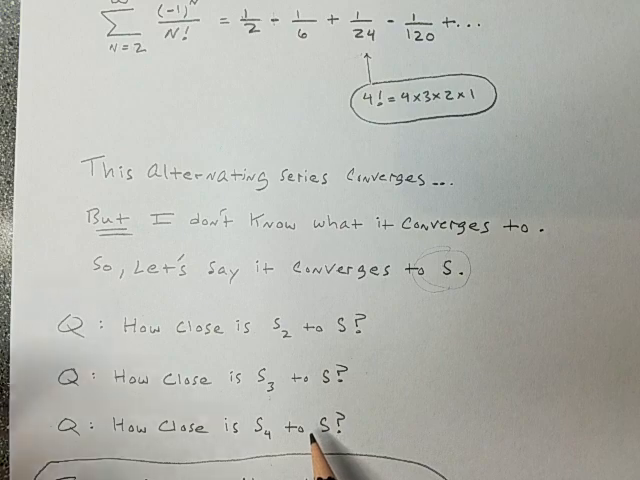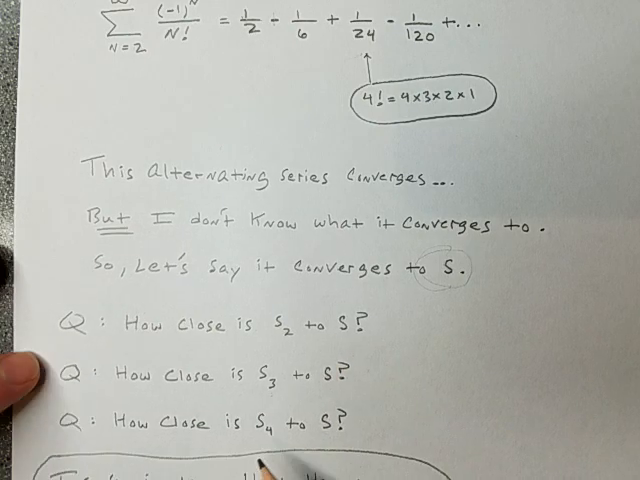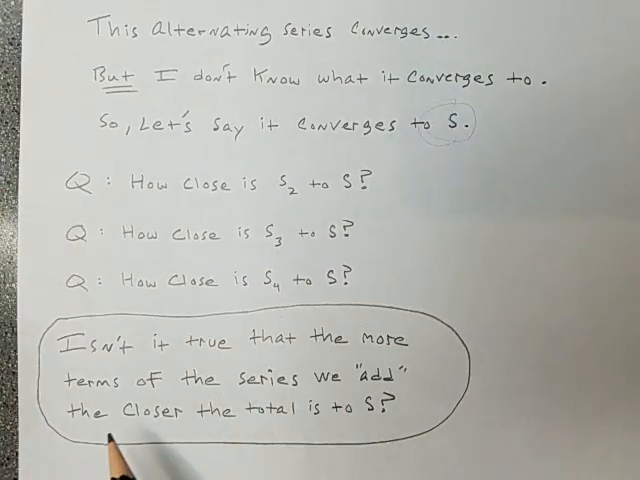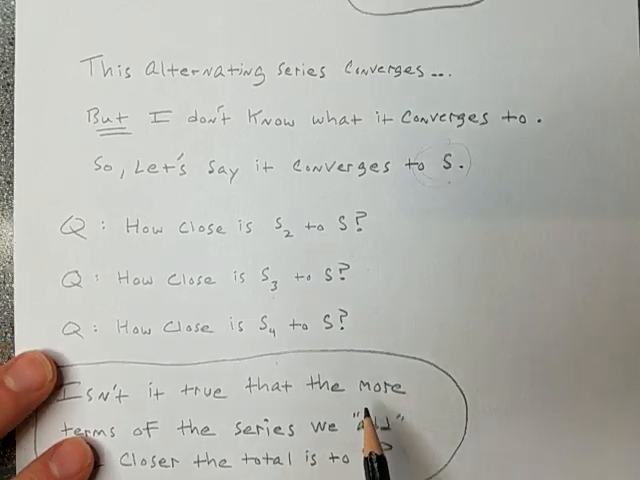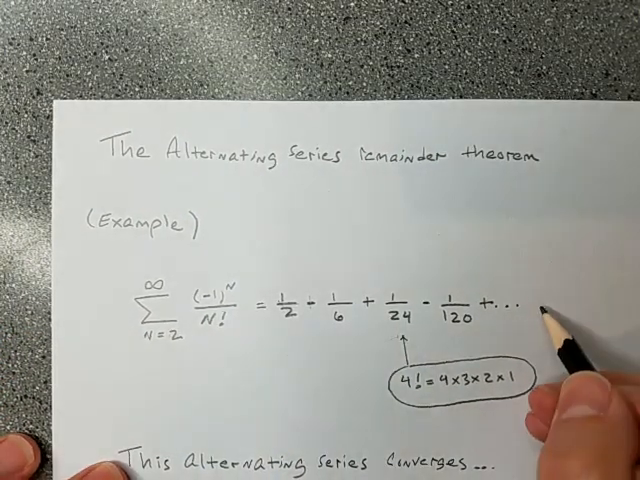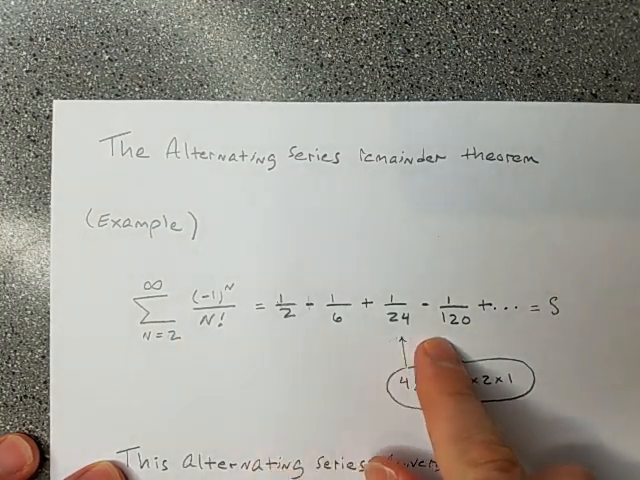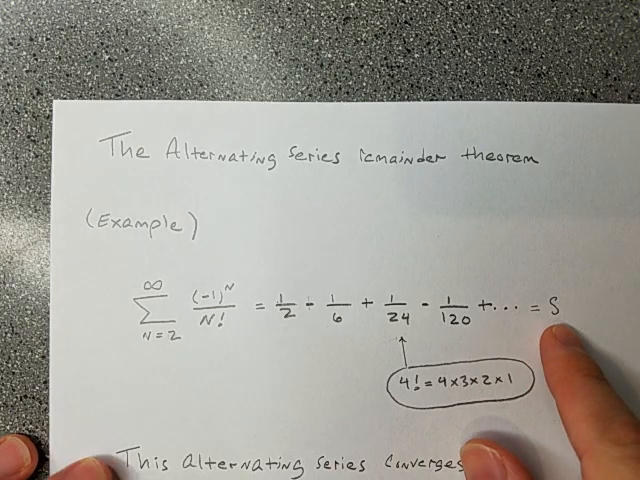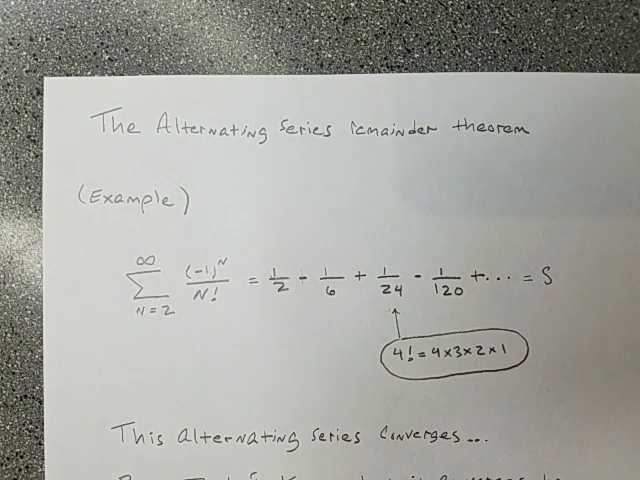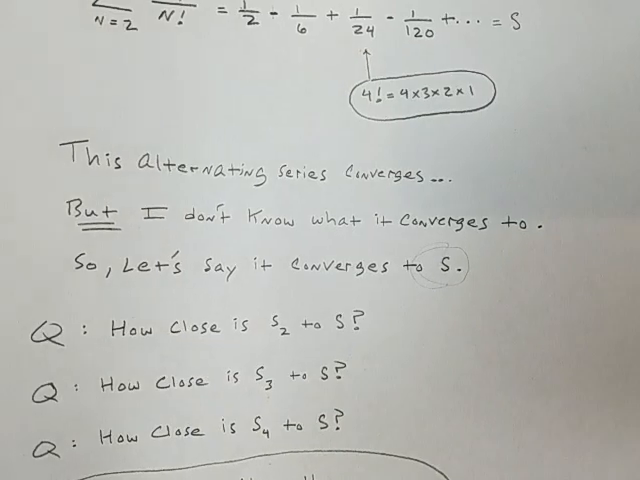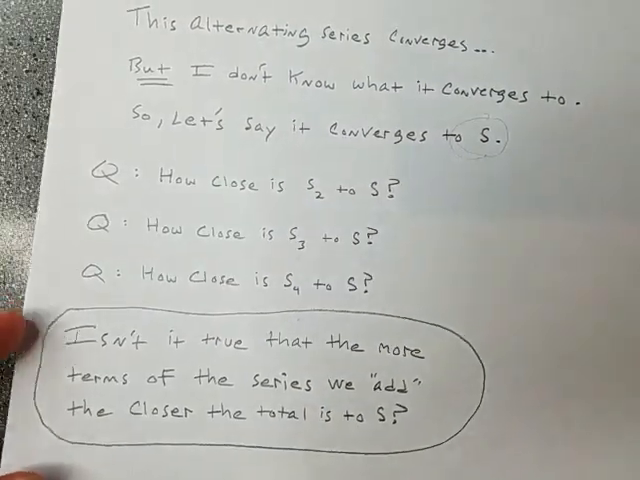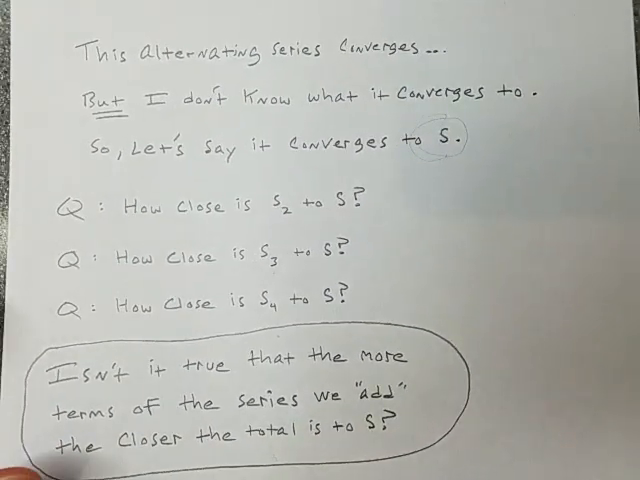So, just think about that. Now, why would I ask questions like this? Isn't it true that the more terms of the series we add together, the closer we're going to get to S? That's how it works. If this series converges to some number S, then the more terms of the series I add together, the closer I'll get to that. That's how it works if a series converges. That's what it means to converge. So I wanted to get you thinking about that. Now let's look at it in a little more detail.